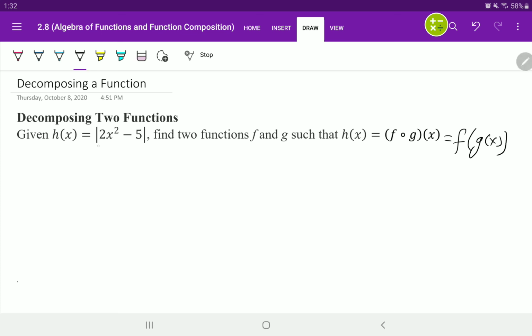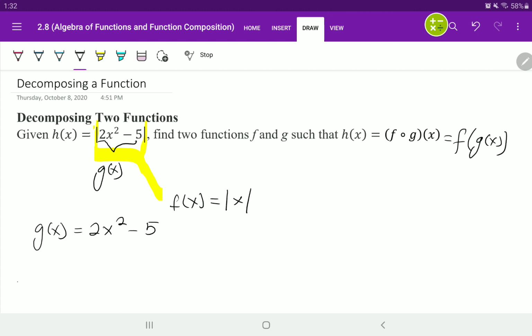So the most basic answer in this case, I can call this function my g of x function. I can say that g of x equals the inside function of the absolute value, which is going to be 2x squared minus 5. And then my f function, which is the overall function, let's use a highlighter in this case. The f function could be the absolute value function, so the absolute value of x, because it's in the variable of x.